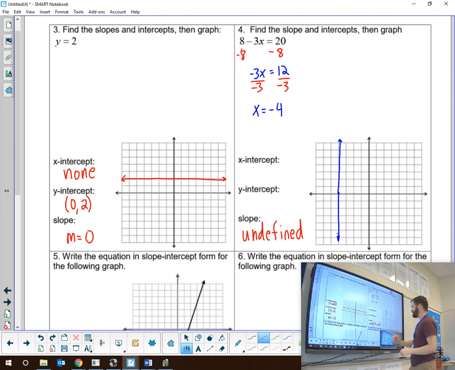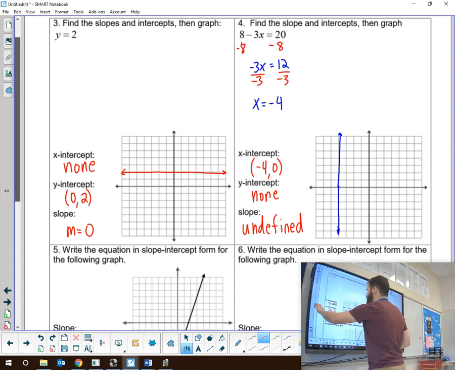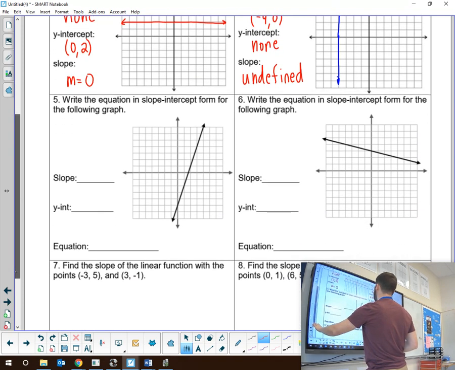Okay, now my x-intercept. My x-intercept on this one is, of course, going to be negative 4. Okay? And my y-intercept, I don't have one. It's not going to intercept that y-axis at all. Okay? All right. Taking a look here at number 5.